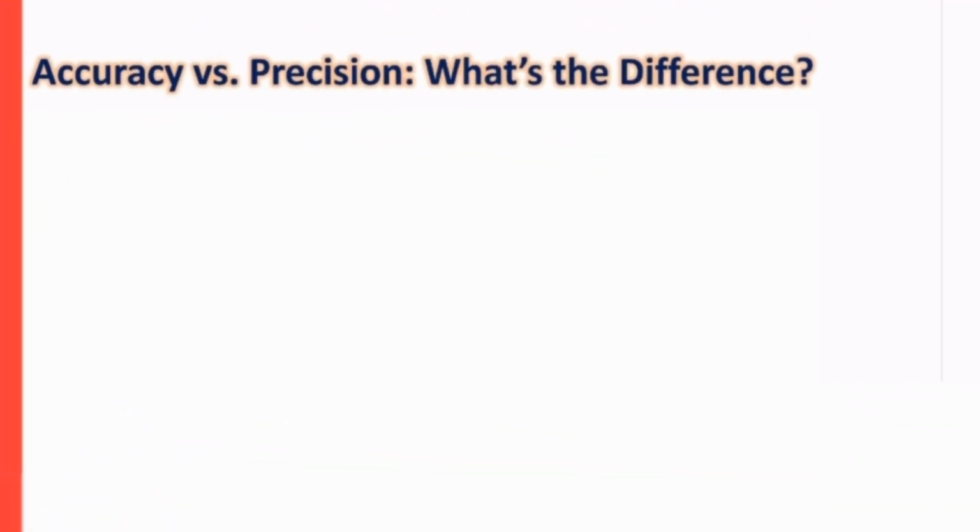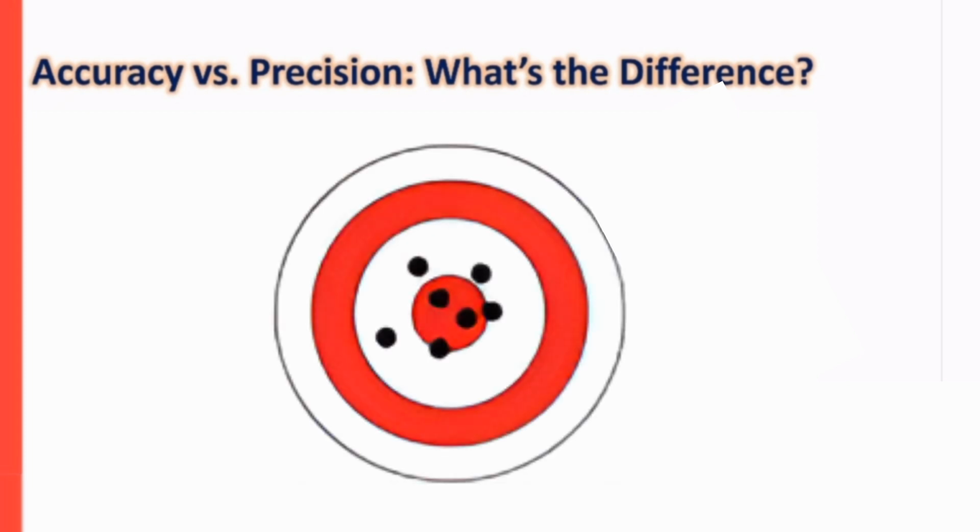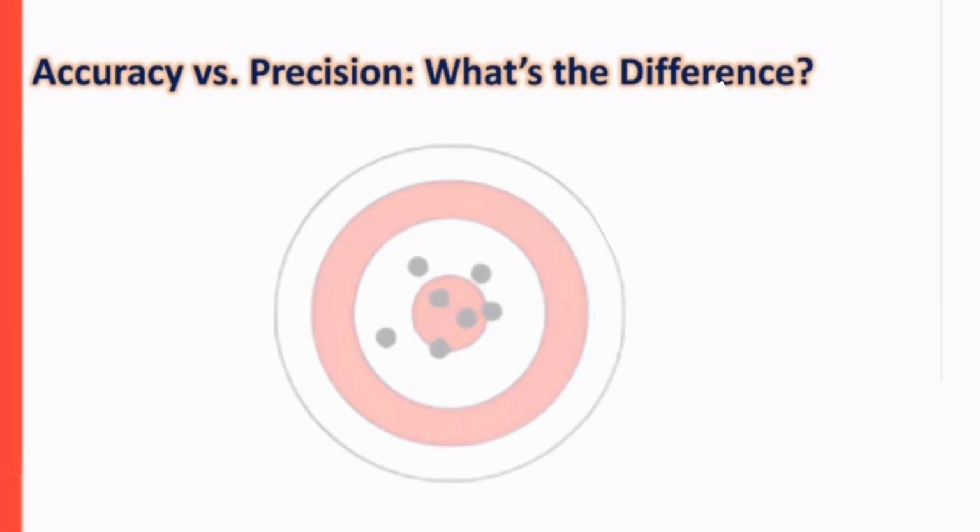Now, let's look at what makes measurement reliable. We use two key ideas: accuracy and precision. These tell us how close we are to the true value and how consistent our results are. Let's break this down with an example. Let's think of measurement results like shooting at a target. Here, the bullets are close to the center, showing accurate results, but they are scattered, which means we are missing consistency. Accuracy alone isn't enough for quality measurement.